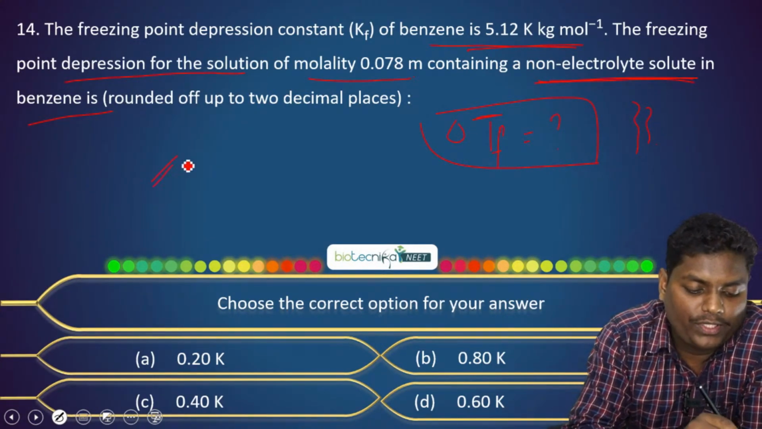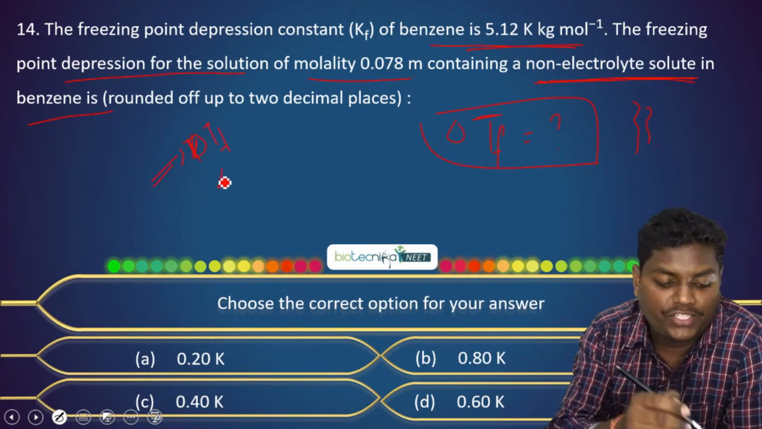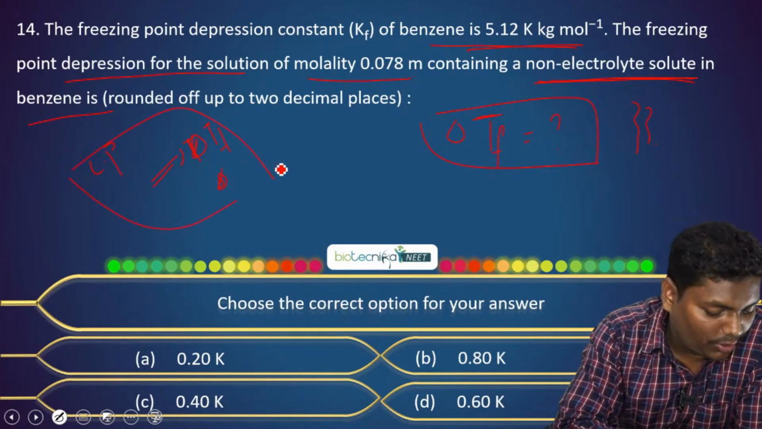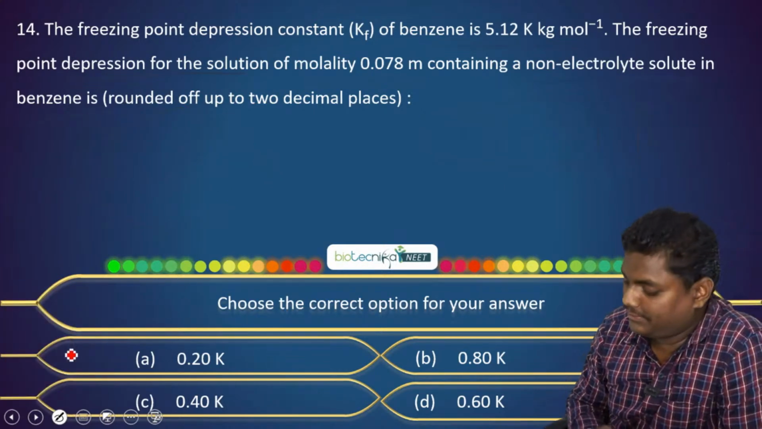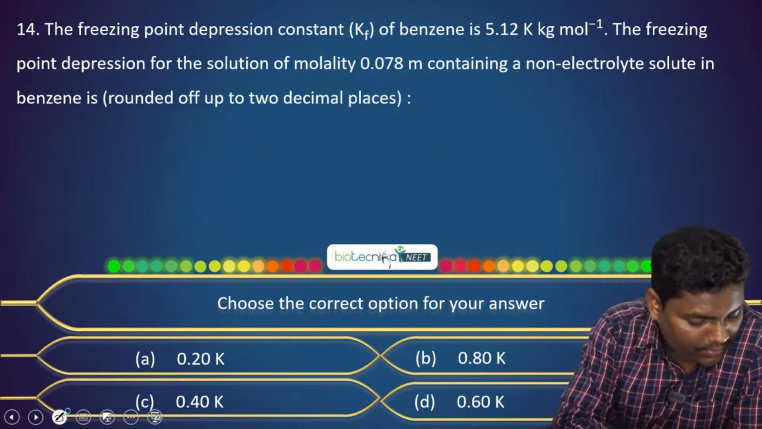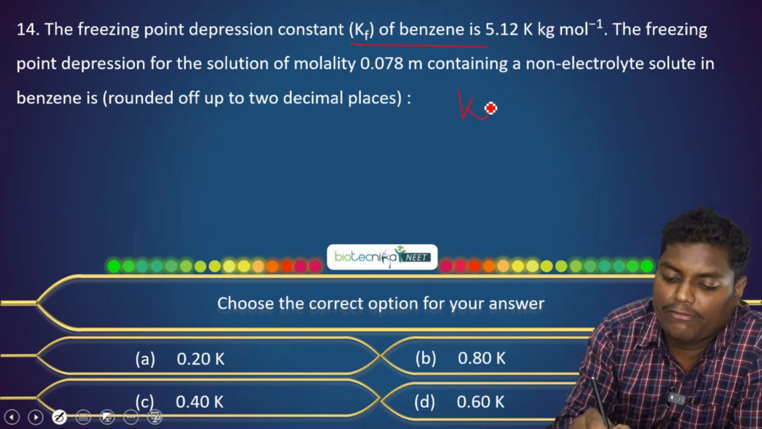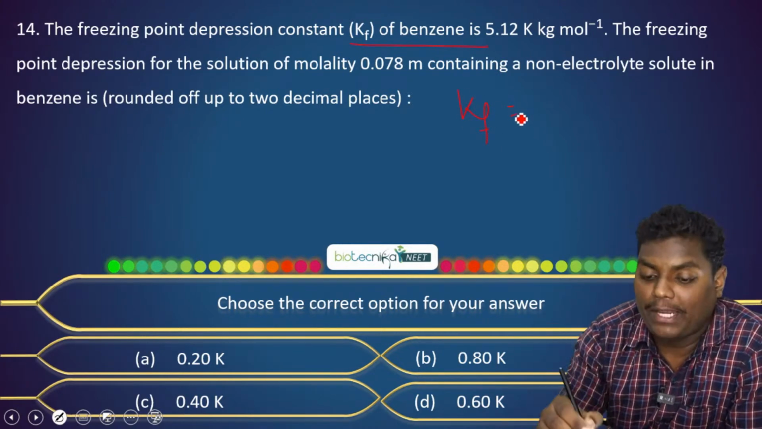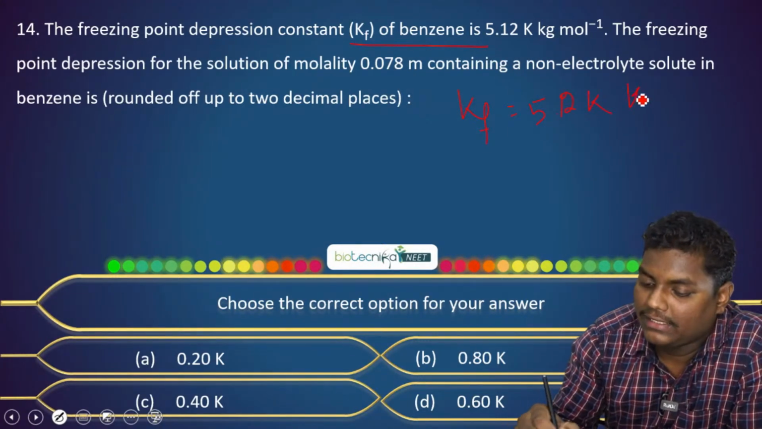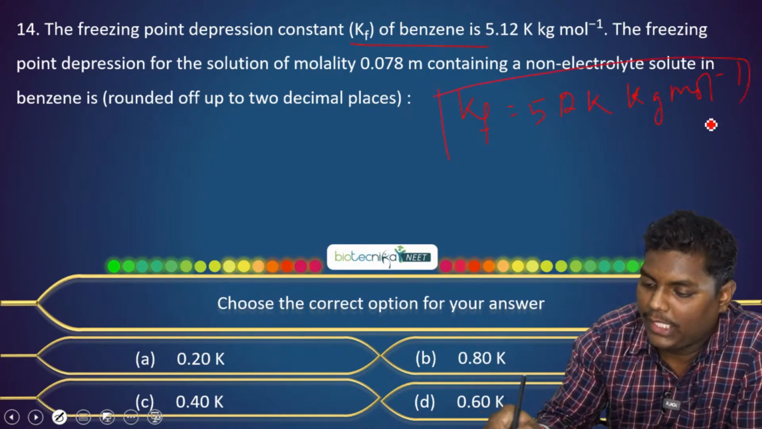So it is important to note here, freezing point depression is there. Boiling point elevation is also there from colligative properties. So practice questions from these topics. Okay, I'll explain this. So what is given? The Kf value is given to us. It is 5.12 Kelvin kg per mole. This is the Kf value.